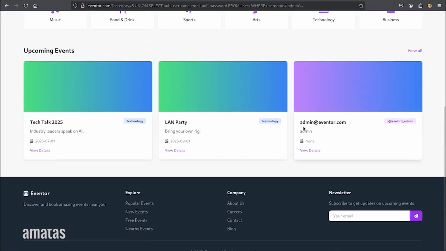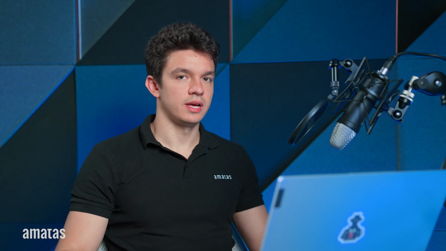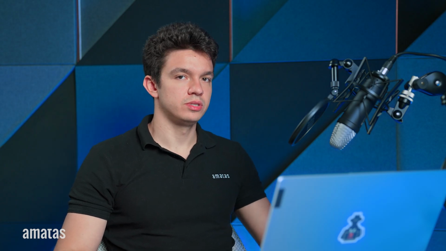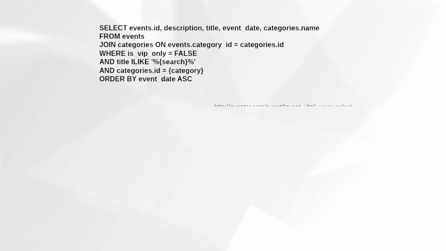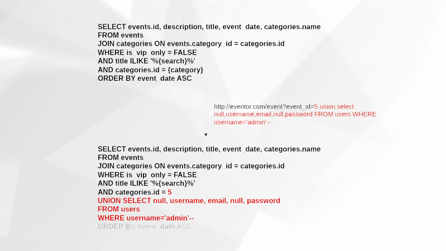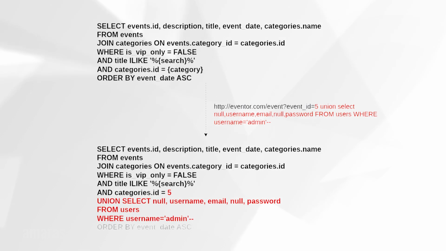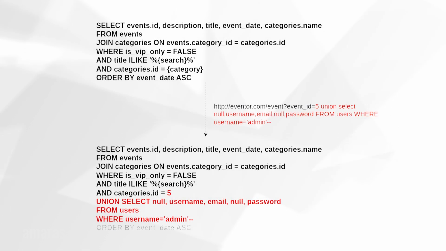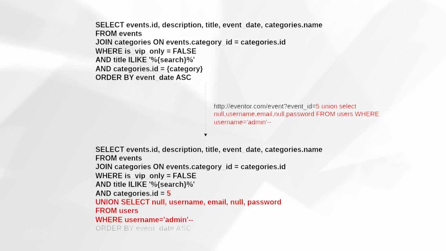And we can see in the results that we now have the username, email, and password of the administrator user displayed on our screen. Now let's analyze what happened here. We use the special keyword union that allows us to combine results from different tables. As such, we combine the results that were normally returned by the query with the results from our injected query, which returns the email, username and password of the user with username admin from the users table.